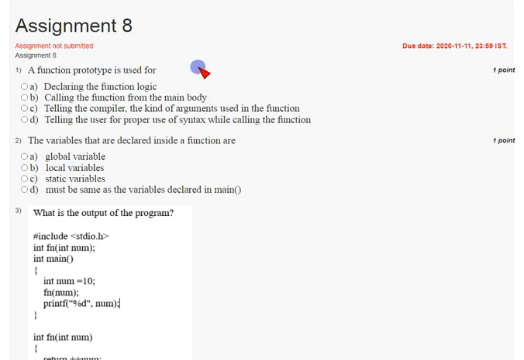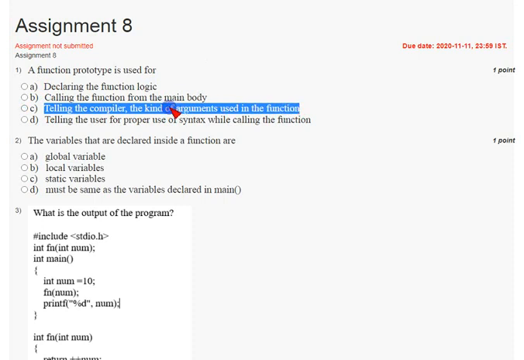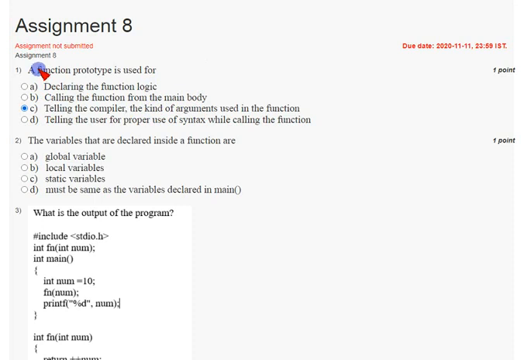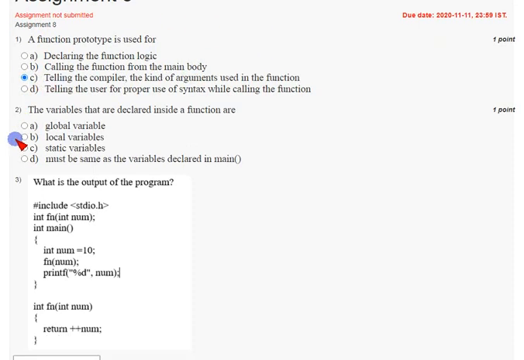So the answer for this is option C. Why do we use a function prototype? It is used for telling the compiler the kind of arguments used in the function. It may be arguments that are different in data type. So we are telling the compiler the different types of arguments used in the function, for example func of int a comma int b, like that. So option C is the correct answer for the first question.